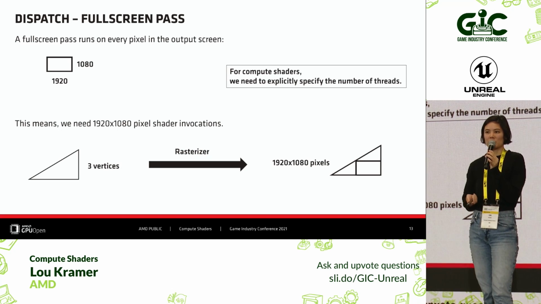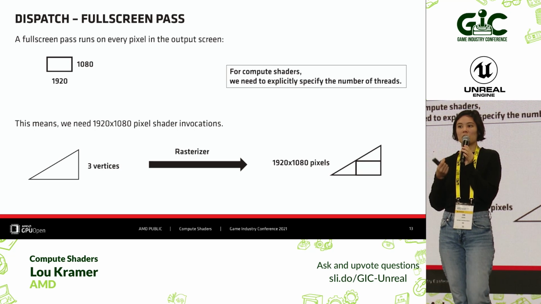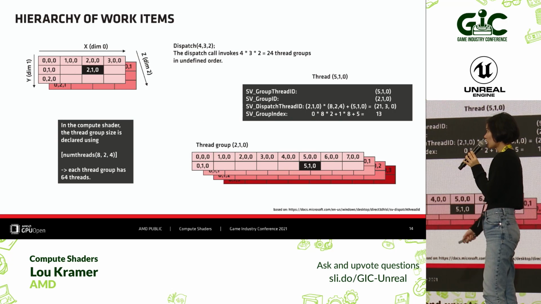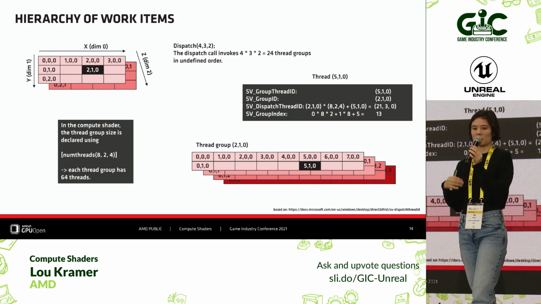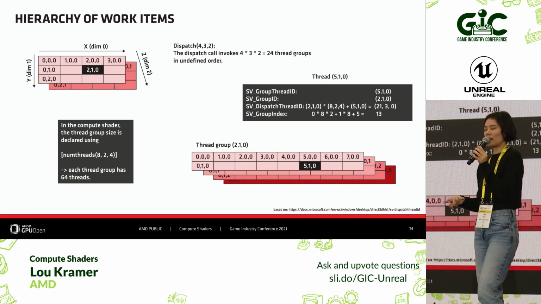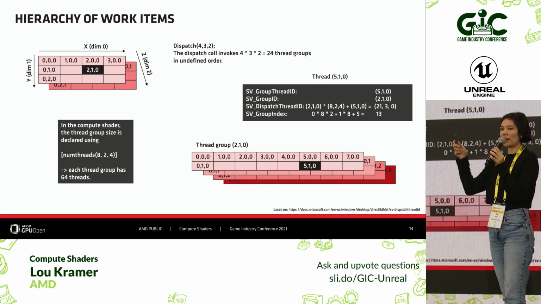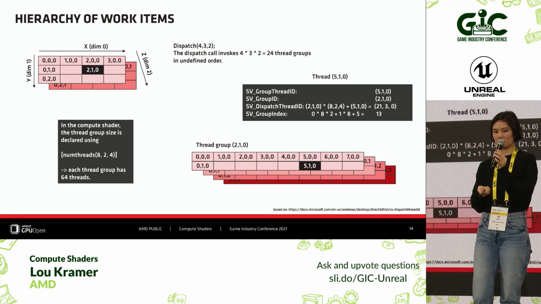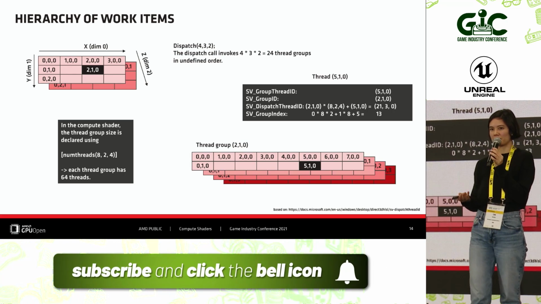For compute shaders, we basically have to explicitly tell the number of threads we want to invoke. And this can be done in various ways. Because you have a hierarchy of work items when you dispatch a compute shader. So first you have the size of the dispatch itself, and then you have X, Y, Z dimensions. And this is basically defining how many thread groups you invoke. So in this example, you have a dispatch size of 4 by 3 by 2. So in total, you have 24 thread groups.